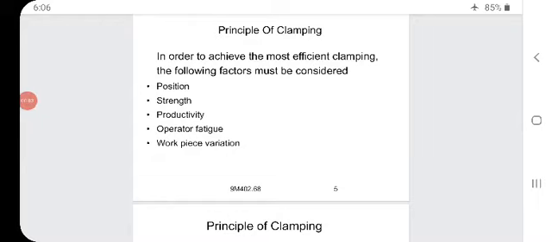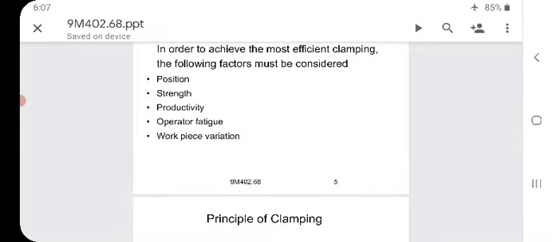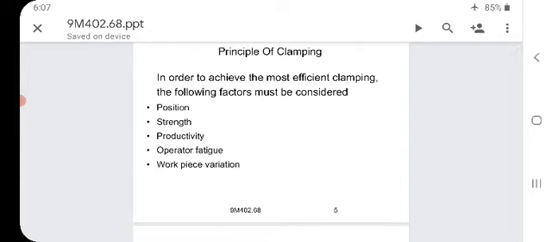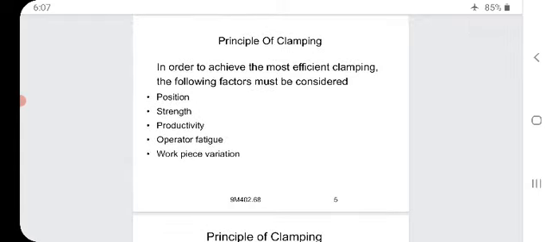Now, we will see the clamping. First, we are going to see the principle of clamping. In order to achieve the most efficient clamping, the following factors must be considered: position, strength, productivity, operator fatigue, and workpiece variation. I repeat: the position, that means in which position it is clamped; the strength, how much strength it attains with the help of the clamp; productivity, how much output we are getting; operator fatigue, whether the worker is able to do the work; and workpiece variation, that means the change in the workpieces.